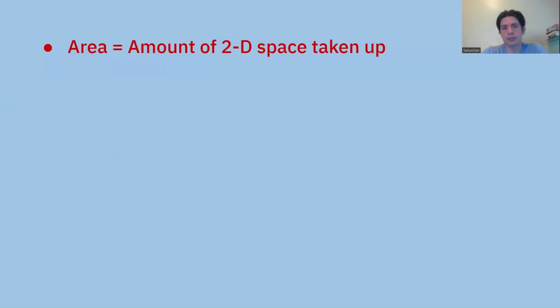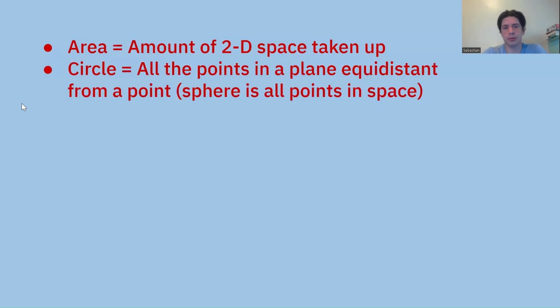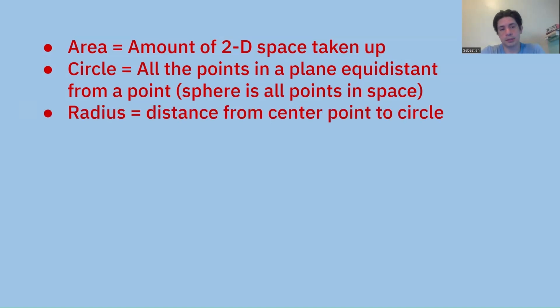So area equals the amount of 2D space taken up. That's straightforward; we have a general idea of what area means. Then a circle: you know what it looks like, but the general definition is all the points in a plane equidistant from a point. So all the points on the 2D surface the same distance from a point. A sphere is all points in three-dimensional space.